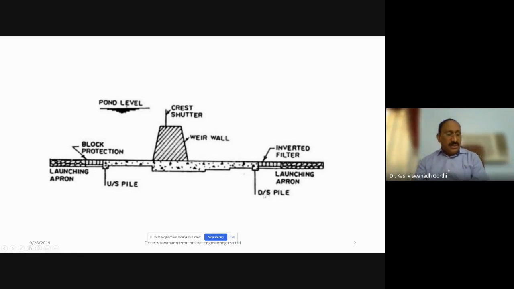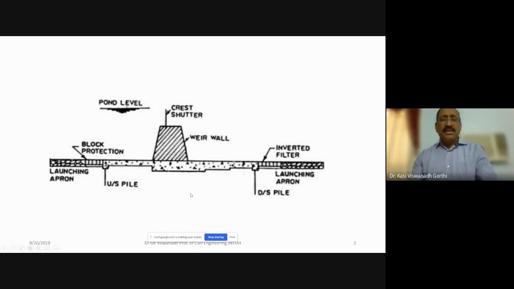These were the provisions which were made and discussed in the last class when we were talking about the remedies. What should be the remedy? You should provide sufficient length upstream and downstream, and also sufficient thickness of the apron. Similarly, upstream and downstream cutoff piles are to be provided, with sufficient depth of the sheet piles. This is what we discussed in the previous class.